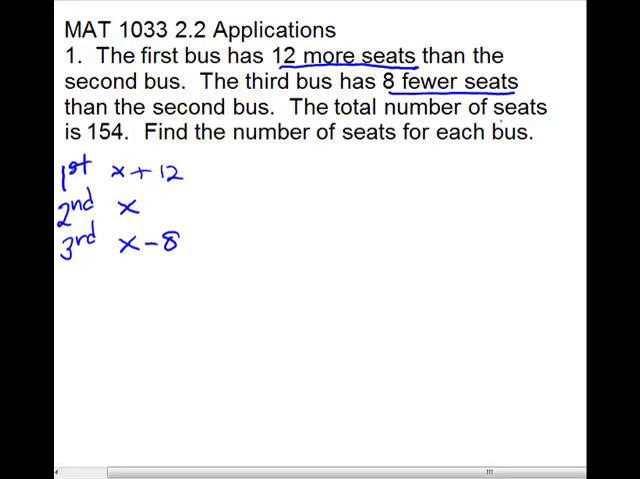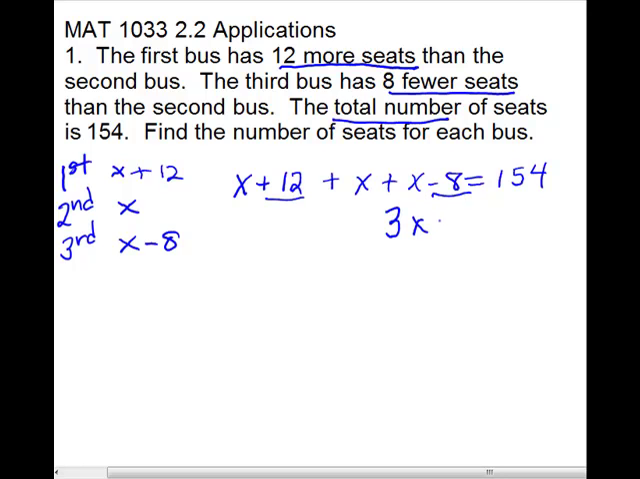We'll use the other sentence to make an equation. The total number of seats is 154. So total means to add them all up. If we add all these up, it should equal 154, and that will give us a nice linear equation. So there's our first bus, second bus, third bus, and it equals 154. Now you have a standard linear equation. Put your like terms together, so we have 3x. For your constants, that will give us a positive 4.